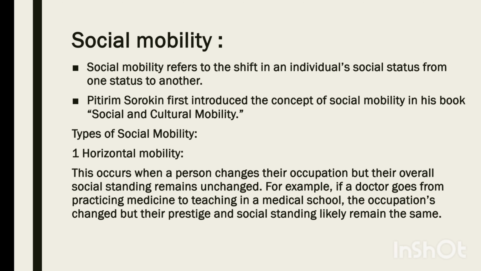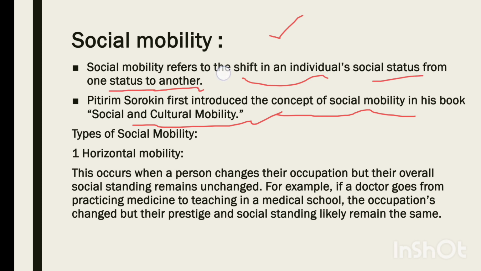I would like to begin with social mobility. Let's start with social status. Every participant in a social system has duties or responsibilities that are related to the position or status of that individual within the system. The shift of an individual's social status from one status to another is referred to as social mobility. Pitirim Sorokin first introduced the concept of social mobility in his book Social and Cultural Mobility. Social mobility refers to the shift in individuals' social status from one status to another.